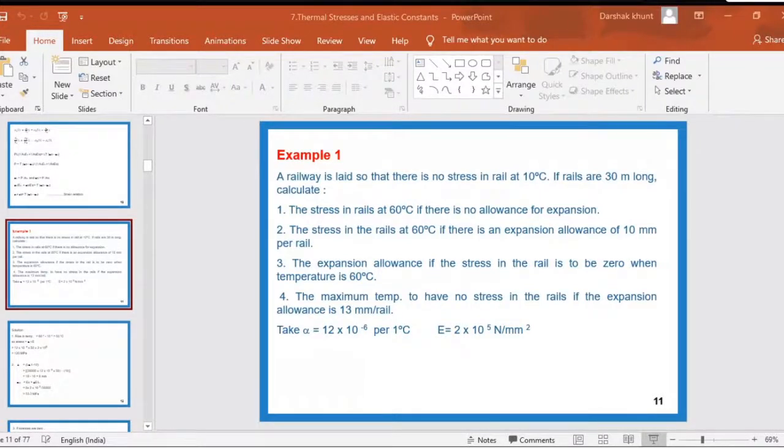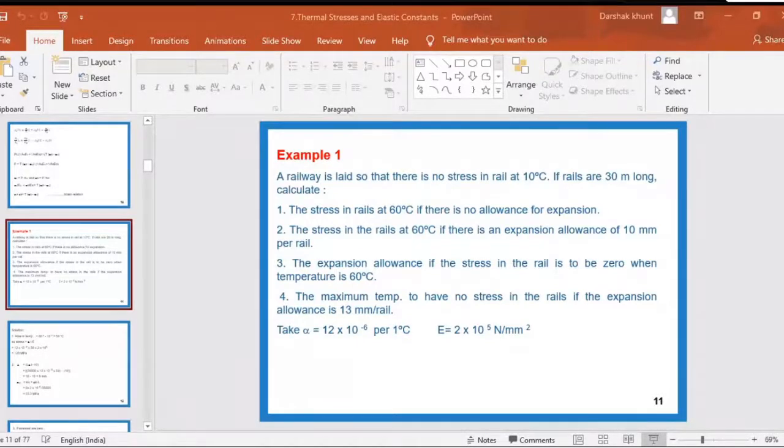Our initial temperature is 10 degrees Celsius and it can increase up to 60 degrees Celsius. So you have to find the stresses when there is no allowance for expansion. If 10 mm expansion is allowed, then what are the stresses? If you require zero stresses, then what is the maximum allowance we have to provide in this rail? And if you provide 13 mm expansion, then what temperature change can be allowed for no stresses? So these four different conditions are given to you, okay? And you have to find the stresses in different conditions due to the temperature changes.